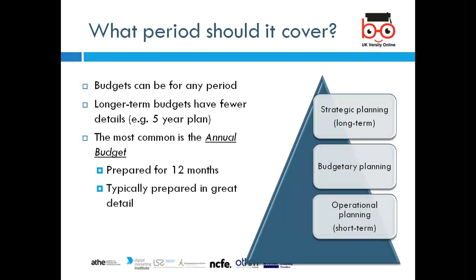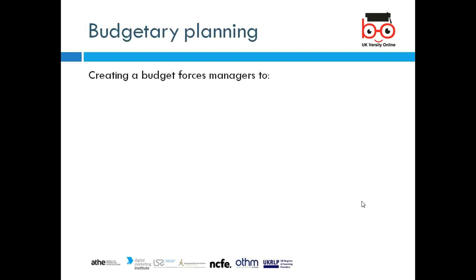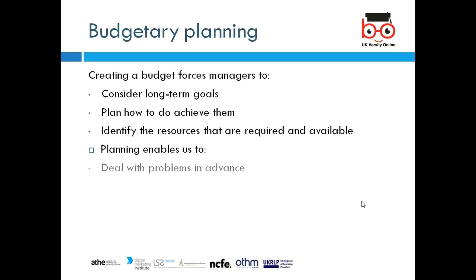Long term budgets have few details, like a 5 year plan. The most common is an annual budget prepared for every 12 months. The typical one is prepared in great detail. So an operational budget can be for an area, the operational area where we're dealing directly with the customer, doing some operations, so marketing, sales, customer service, after sales service, these are all operational areas, manufacturing.